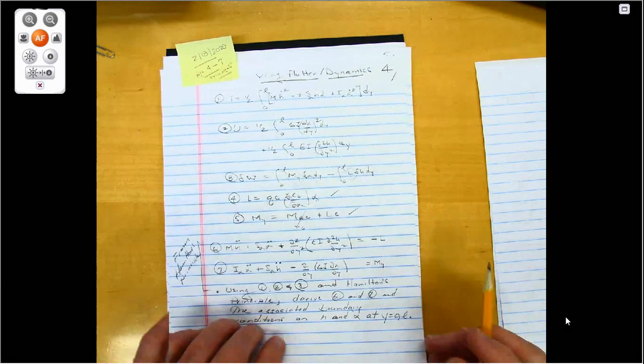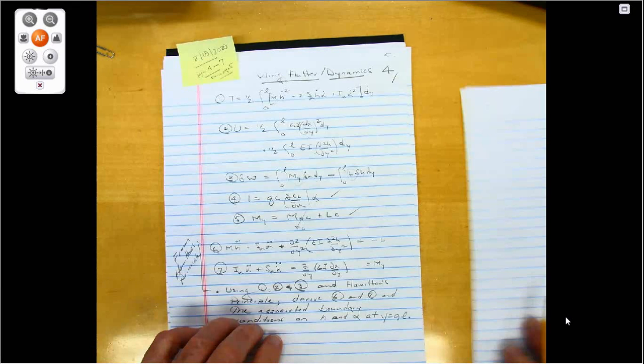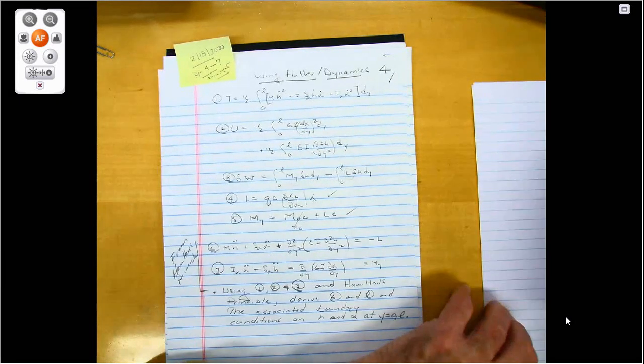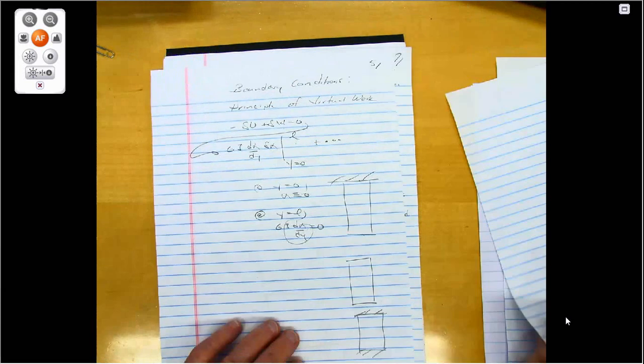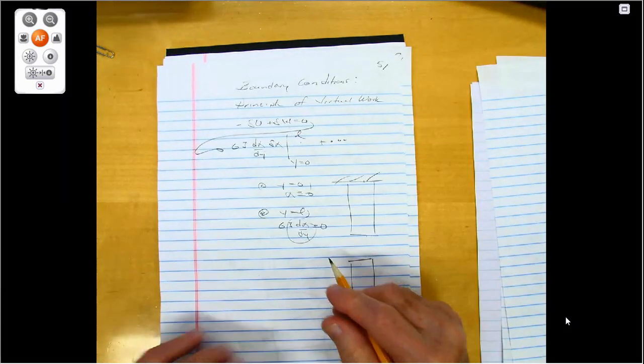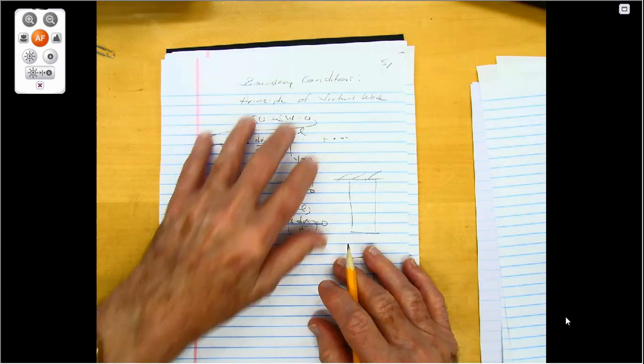Okay. So moving right along. And I have a little discussion about boundary conditions. This isn't the whole story. This is part of the story. So this gives you a hint on how the boundary conditions will emerge.